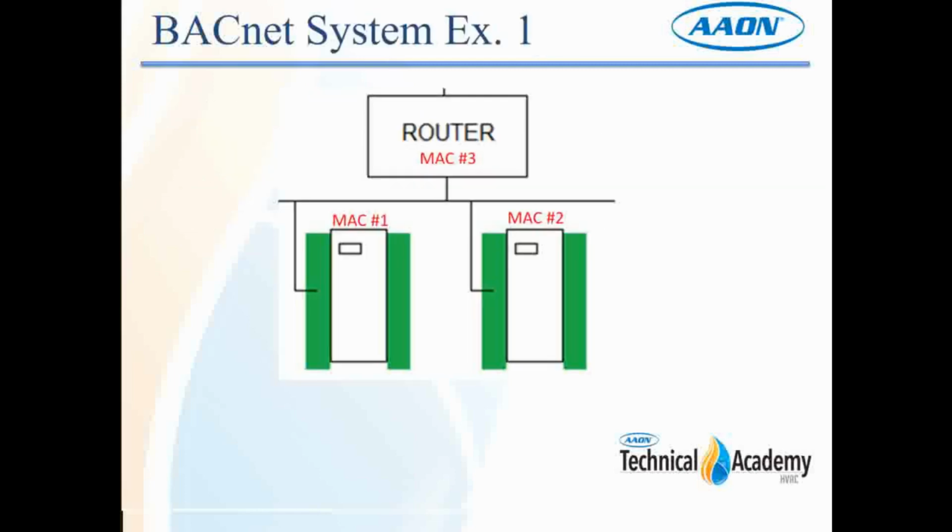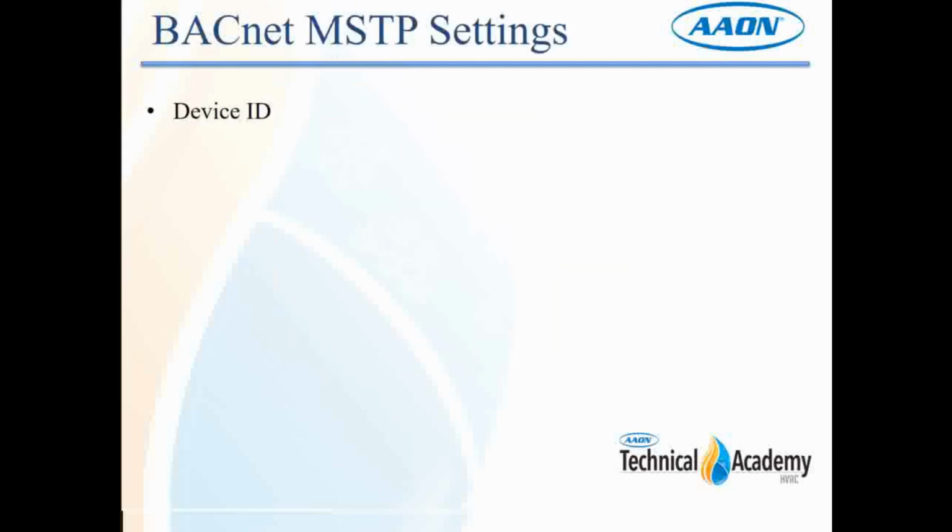So here's an example of that. Here's our simple system again. We've got two controllers and a router. I've set the first controller to MAC address 1, the second controller to MAC address 2, and the router to MAC address 3. Now I'll talk about why I did this numbering scheme a little bit later in this presentation. But for now, I just want you to see that all three of them have unique MAC addresses.